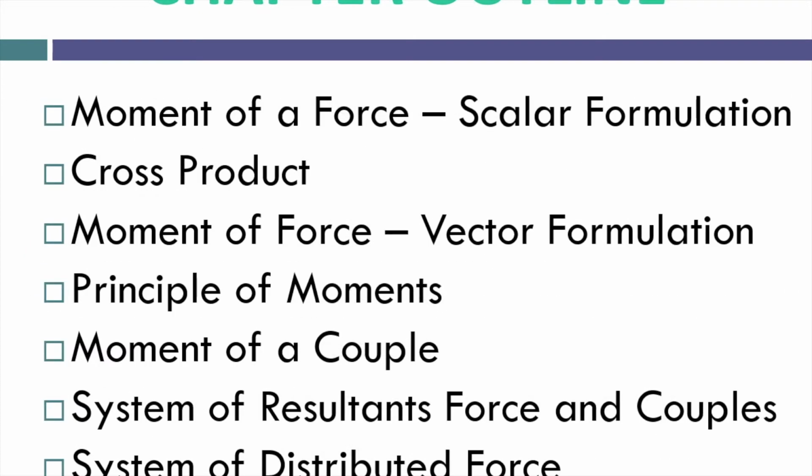And for chapter outline, we will go one by one. So first we start with the moment of a force. It's a scalar formulation, and then cross product, and then moment of force, it's a vector formulation. Okay, first scalar formulation, and then vector formulation, and then principle of moments, and then moment of a couple, and then the system of resultant force and couples, and then finally system of distributed force. Okay, for information, this chapter will take around 3 weeks to complete.